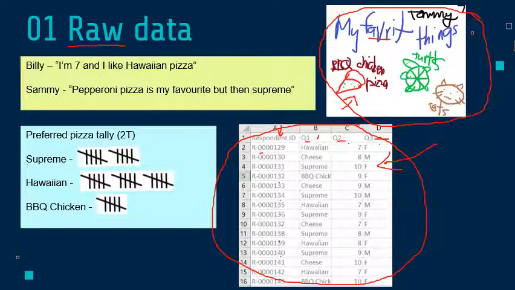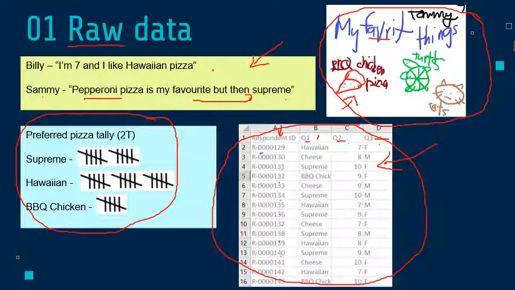It can be on the back of a napkin. It's information, it's still data. Here we've got a tally, nice and simple. So someone's gone around with a sheet of paper and recorded on a tally. Here we've got information from interviews. So Billy, I'm 7 and I like Hawaiian pizza. So that's Billy's response, that's data. We've recorded it somewhere. Same with Sammy. Pepperoni pizza is my favorite, but then Supreme. So we know that pepperoni is a favorite, and then if she had to, she'd eat Supreme.